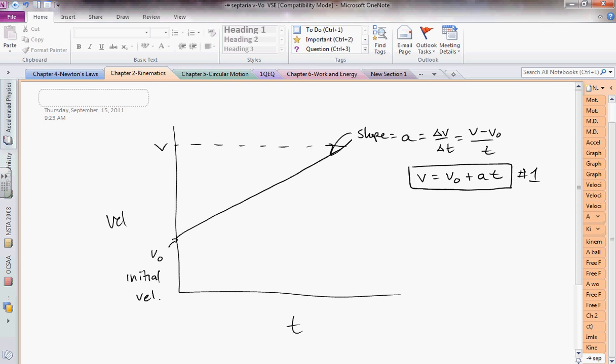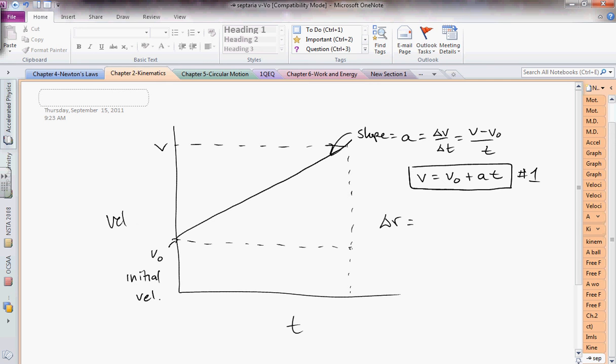The next equation will also come from this graph, but now instead of looking at the slope, what we will do is look at the area under the graph. Again, as we discussed in class, the area under a velocity time graph gives you the displacement that has occurred. So we'll view this area as being a triangle on top of a rectangle. And if we can find an expression for the area of the triangle, and add that to an expression for the area of the rectangle, we'll have an expression for the displacement that the object undergoes. So I'm going to call displacement delta r.